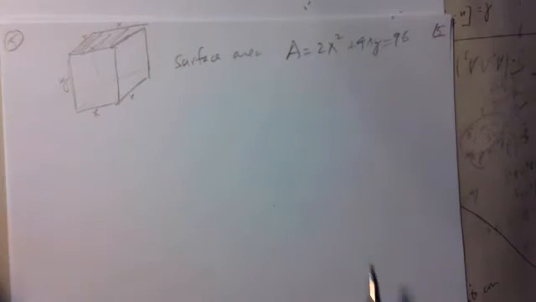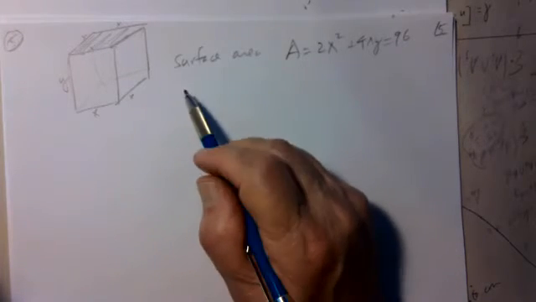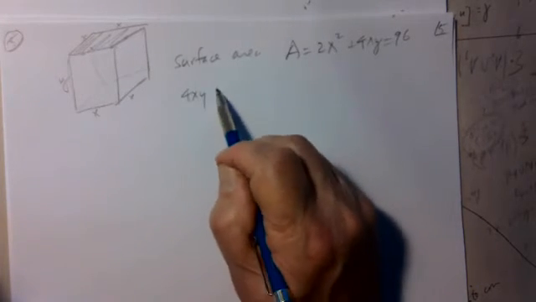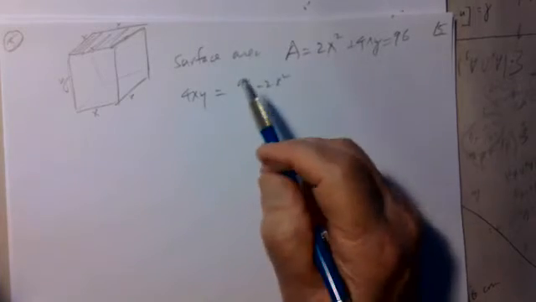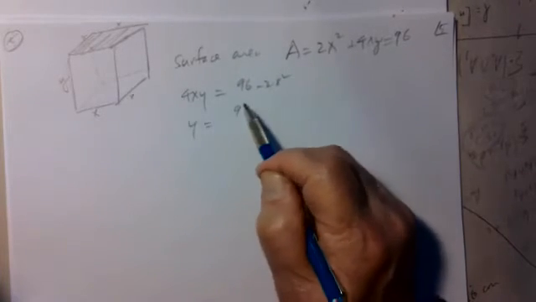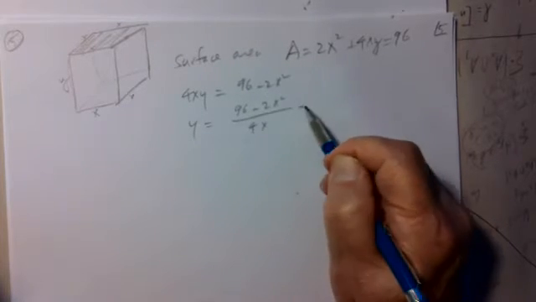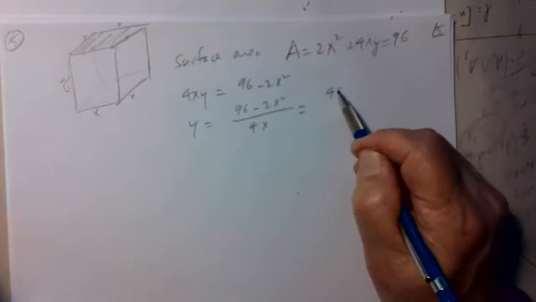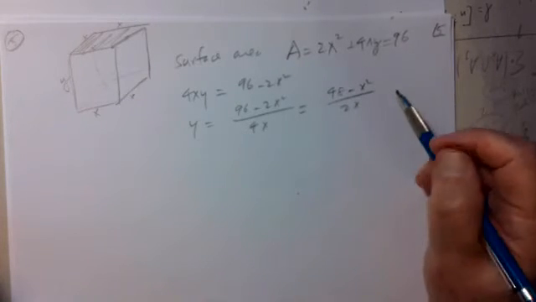If you want to solve for y, you get 4xy is 96 minus 2x squared. So y is equal to 96 minus 2x squared over 4x, or if you divide by 2, 48 minus x squared over 2x.